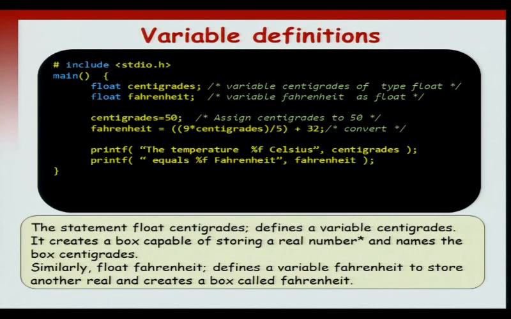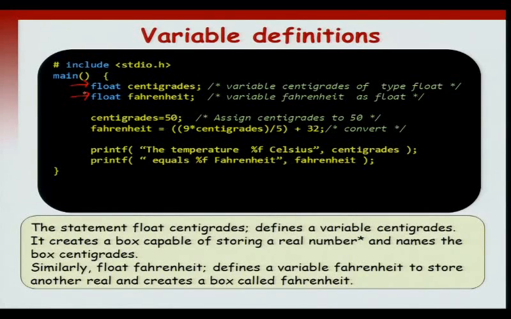We have two statements which are of interest in the beginning of the code, which are what are known as the definition of the two variables. Recall from our discussion on flowcharts that variables are boxes and each box has a name associated with it. So, you have two concepts associated with a variable as far as flowcharts were concerned: one was the box and the second was the name of the box. Now, when we come to C, we will associate a third concept with a variable, which is the type of the box. If you look at the first statement, it says float centigrades semicolon.